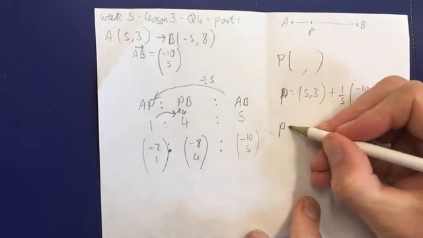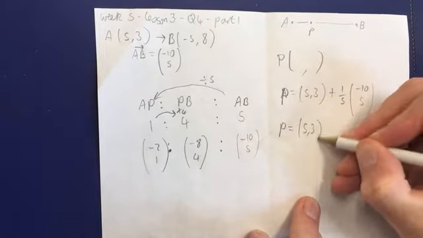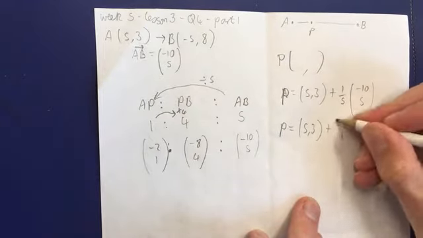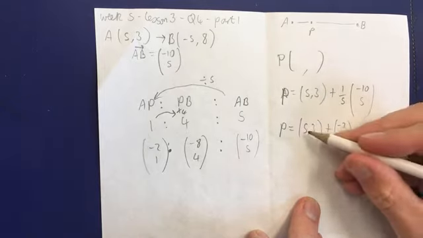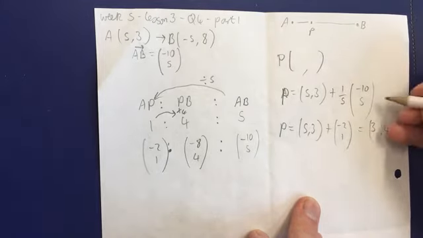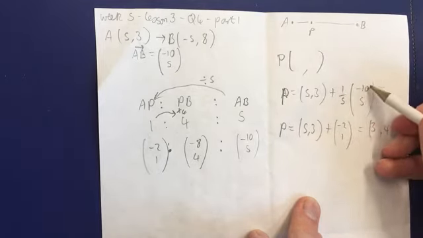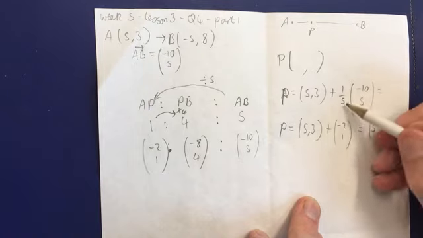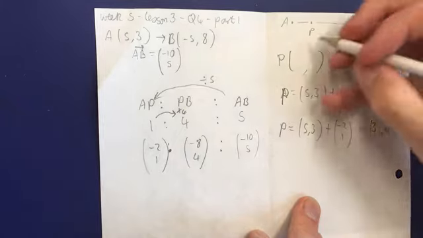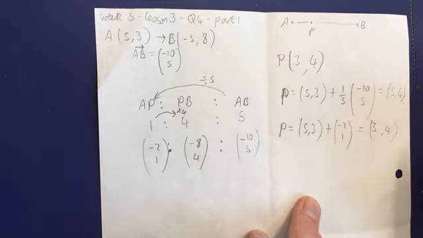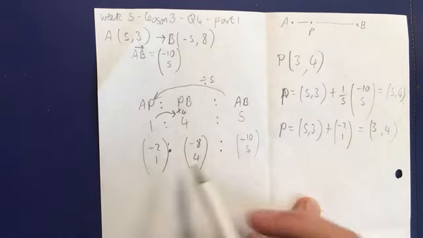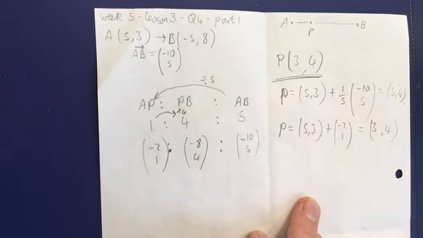Another way of thinking about it, I can do P. You can start at A, 5, 3, and you can add on this bit from A to P, which we worked out in the ratio here. So add on minus 2, 1. And either way, 5 add minus 2 is 3. 3 add 1 is 4, and that's where P is. Here, 1/5 of minus 10 is minus 2, like that. 1/5 of 5 is 1, like that, and you get the same answer. Okay, so P is at the point 3, 4. I start at A, and then I add on the bit from A to P, which I worked out using this ratio here. I hope that helps make sense.